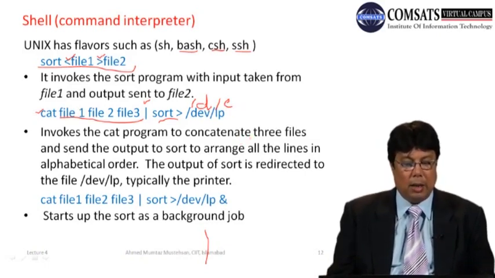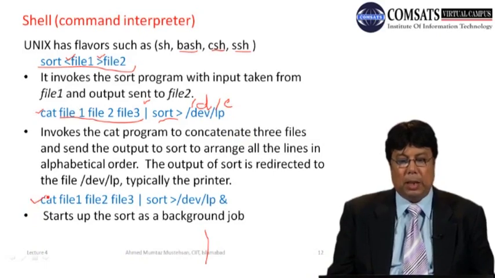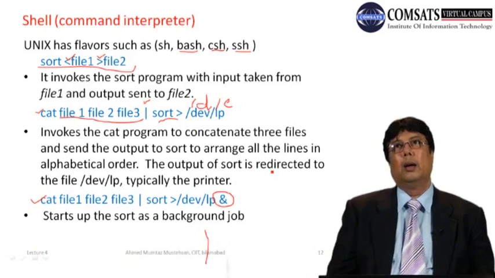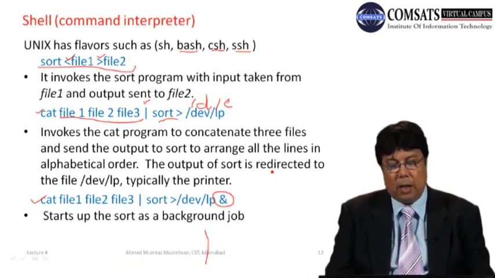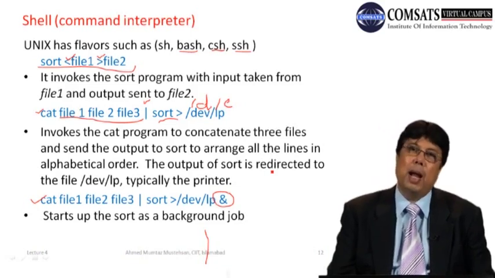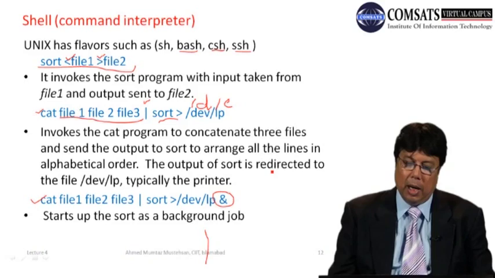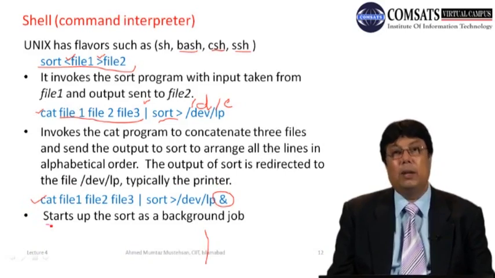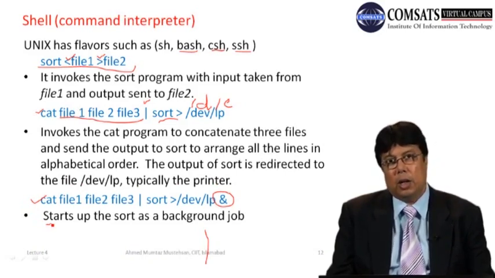The third command is again the same command, but the difference in this command is the last ampersand sign. What does it mean? It means start up the sort as a background job. You instruct the operating system to carry out certain tasks, but do it in the background. Means कि जैसे ही आप इसको submit करेंगे, the control will come back again. The system will give you a prompt quickly to receive the second instruction from you.